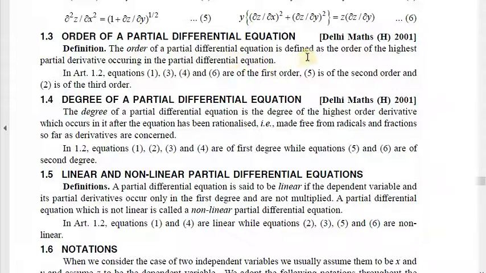The order of a partial differential equation is defined to be the order of the highest partial derivative occurring in the partial differential equation. So if a partial differential equation is given to you, you see what is the highest order of partial derivative in the equation. Then you see the highest degree of that term. So that will be the order of the partial differential equation.